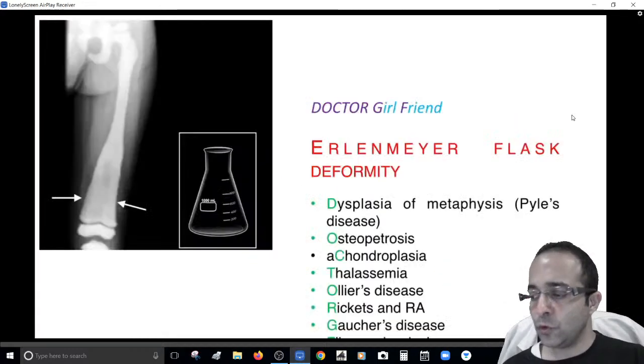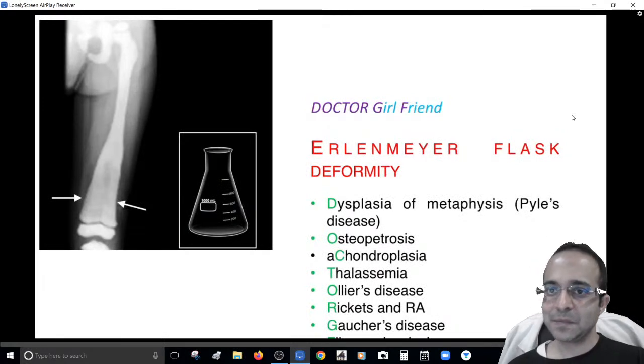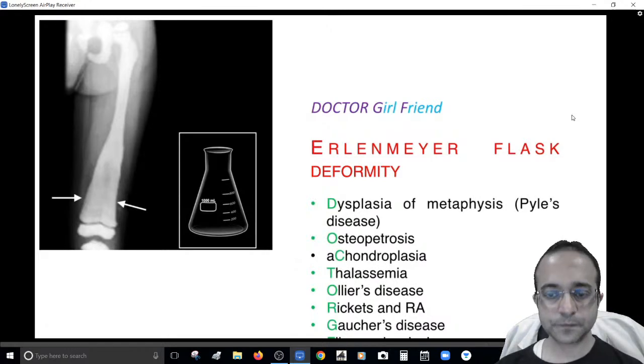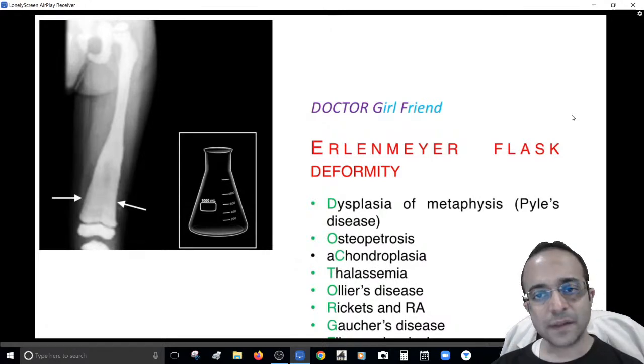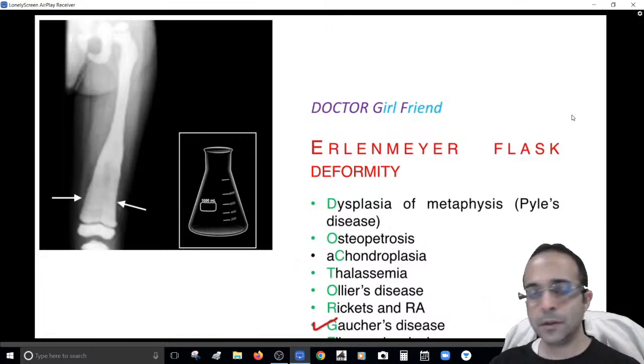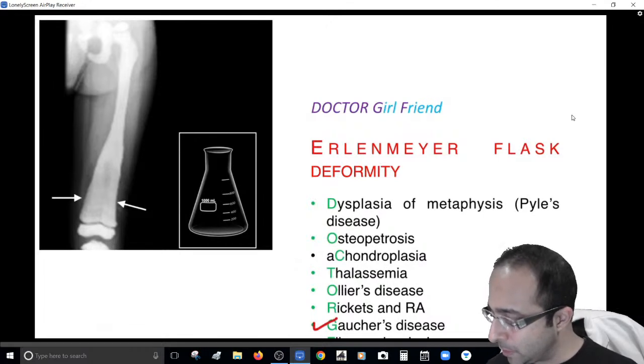And any clues about the causes of Erlenmeyer flask deformity? Any clues? Okay, no problem. So just jot this down. This Erlenmeyer flask deformity is classical for Gaucher's disease, but many other conditions can have this deformity. I think the last word is not visible to you here, maybe a little problem with the display. It's fibrous dysplasia also, you can have this deformity.